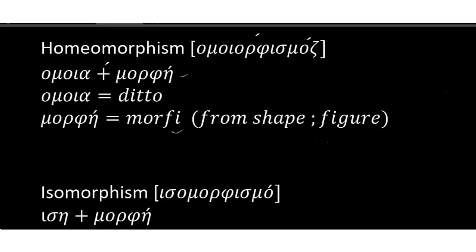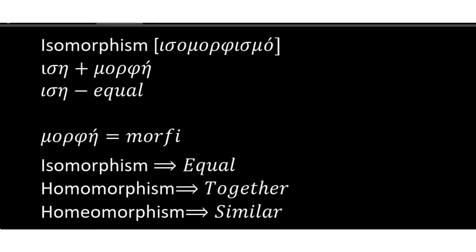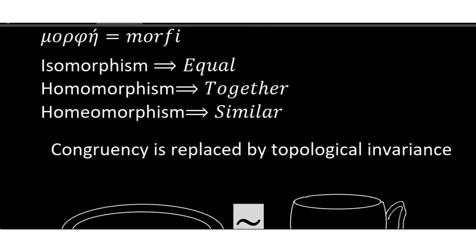Now we come to isomorphism. It is also taken from this Greek term, and it means equal plus morphe, which would be common for all of these. Isomorphism means equal shape. Homomorphism means together shape, and homeomorphism is similar.